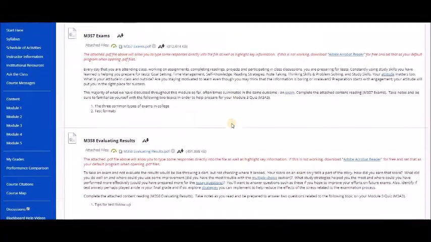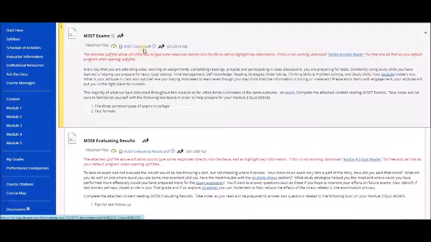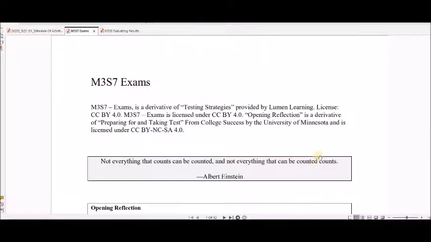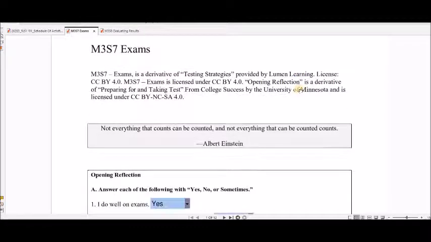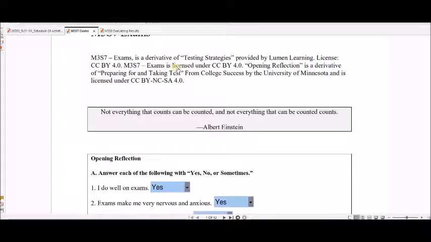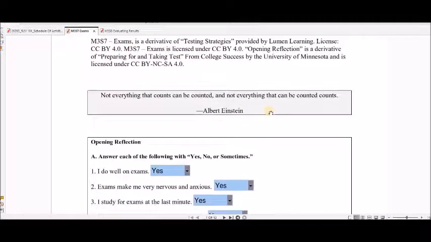We're going to jump up here and start with exams. So when you click on this link to m3s7exams.pdf, it's going to take you to this PDF file, and this PDF file has the usual stuff. This is where we got all the information so that you know that we're legally using the information. Here's a great quote by Einstein: not everything that counts can be counted, not everything that can be counted counts.